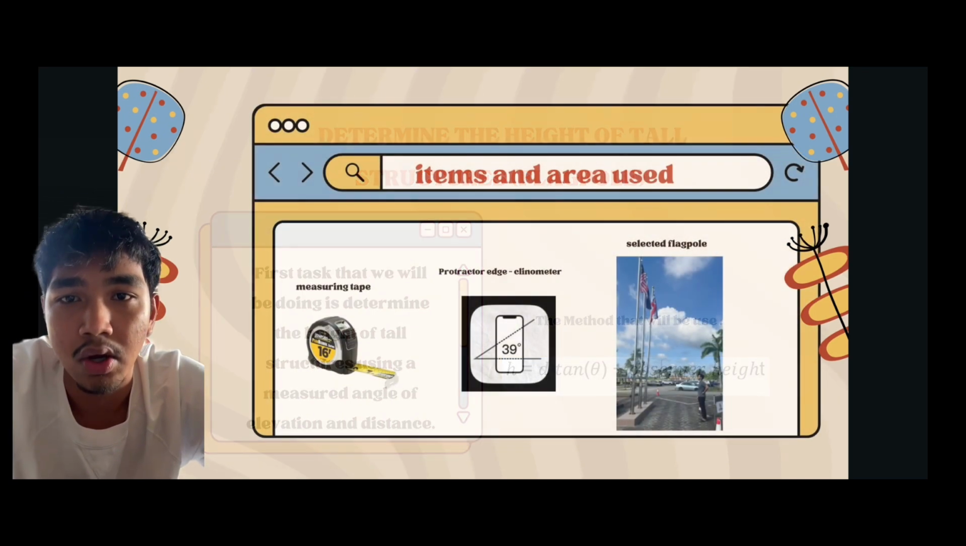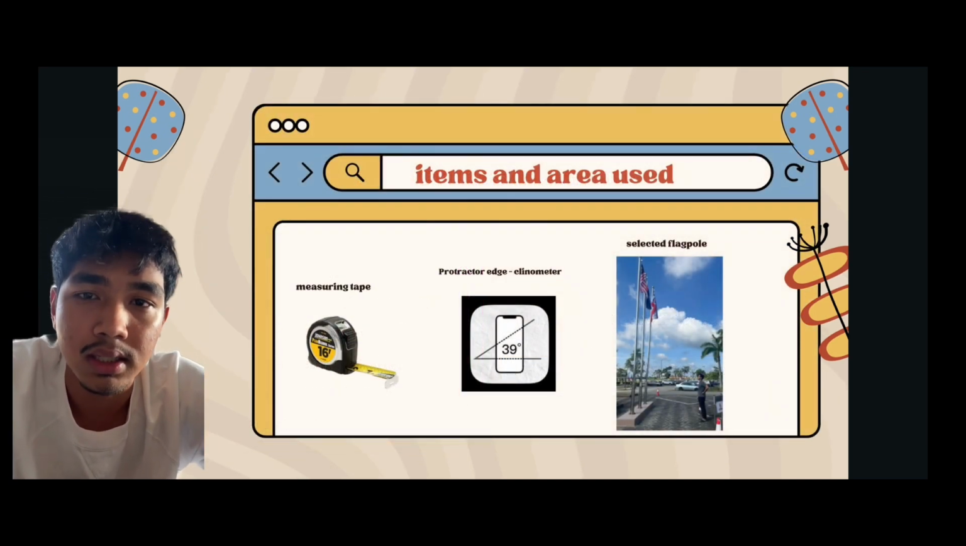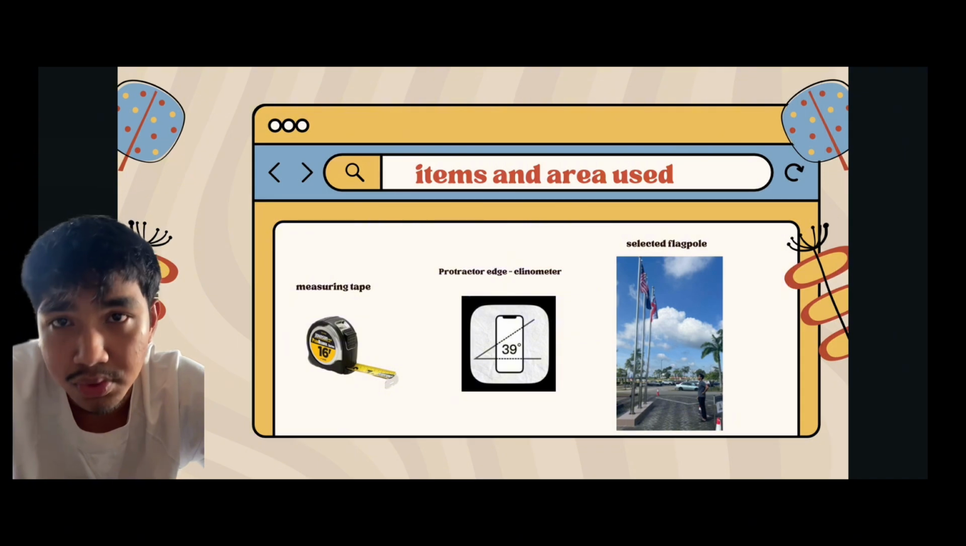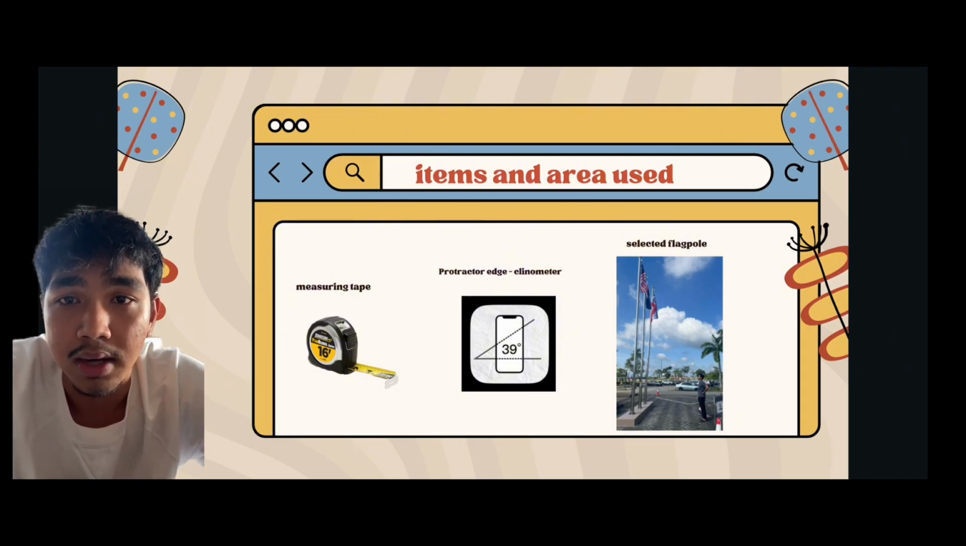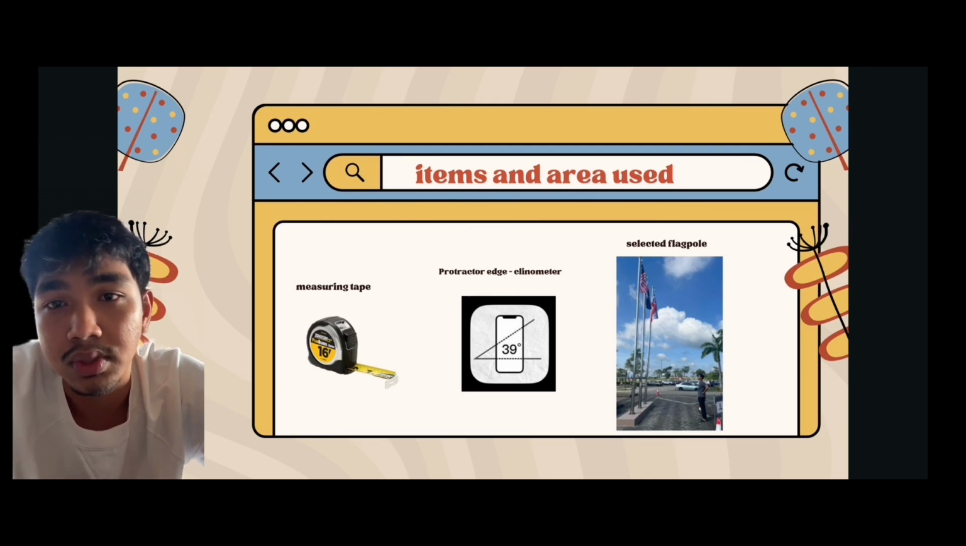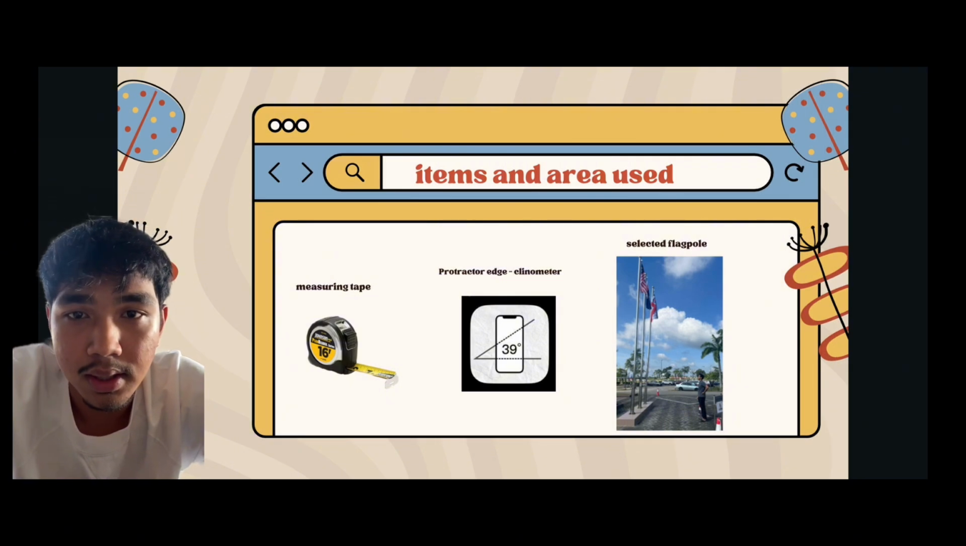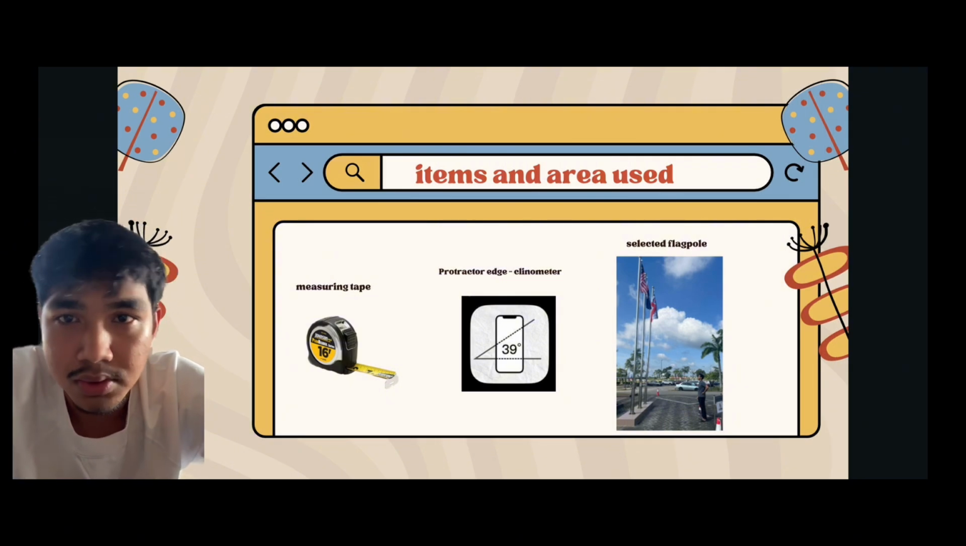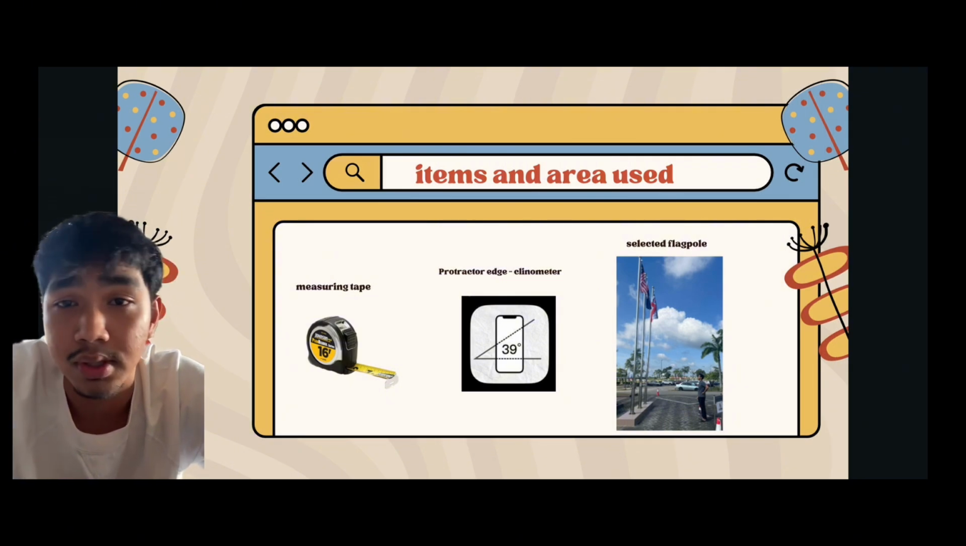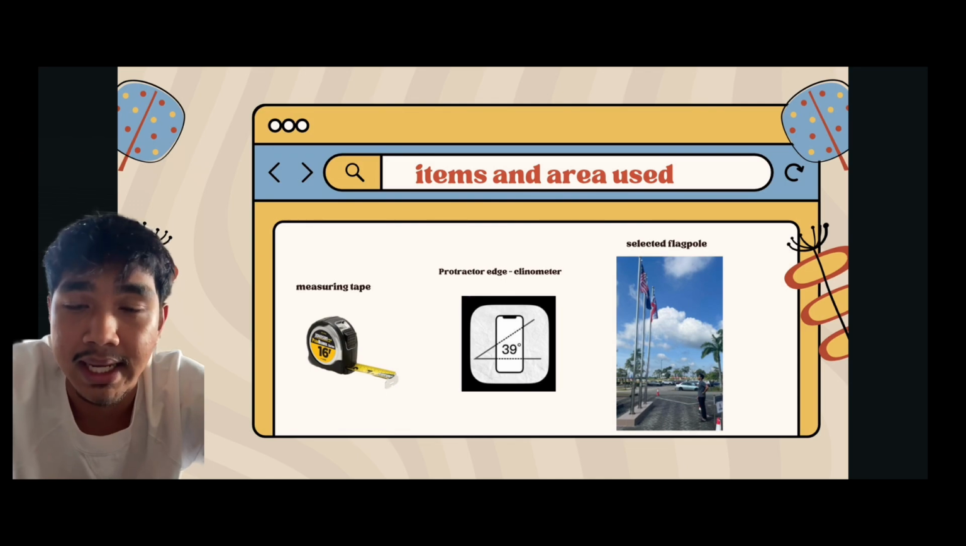Okay, the items and area we use: first we use a measuring tape, and number 2 we use a protector or clinometer, and for the area we use a selected flagpole around a library.